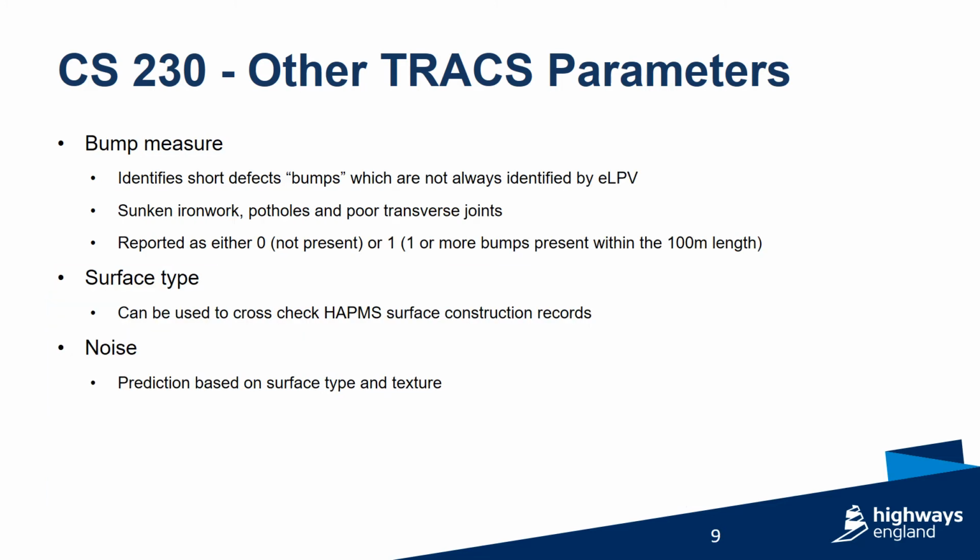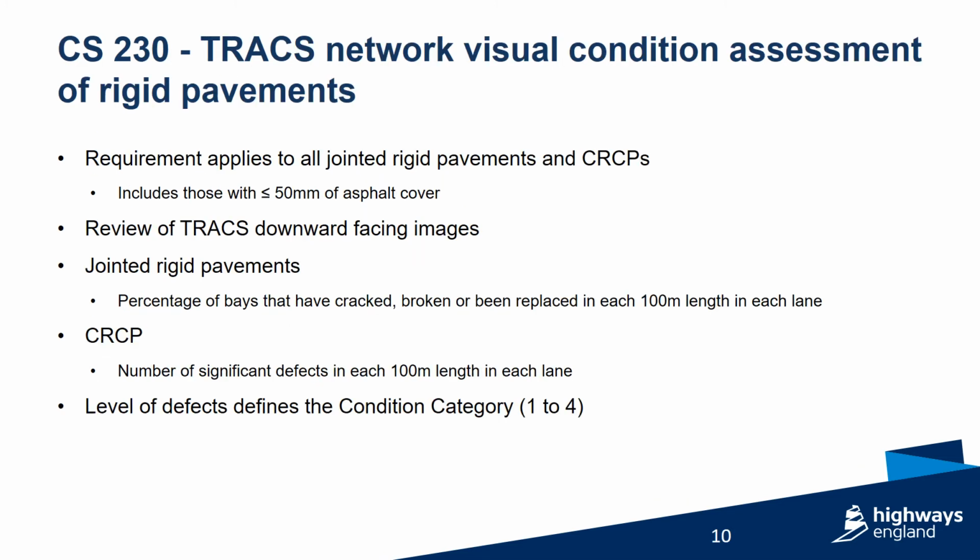The TRACS bump measure identifies features that are not shown on the enhanced longitudinal profile variance. These can be sunken ironwork, potholes, or perhaps transverse joints. They're reported as a feature that's present or not present within the 100 metre lengths. Surface types are also reported by the TRACS, and these can be cross-checked against the HAPMS construction records. Based upon this information, a noise prediction is generated for the type and the texture.